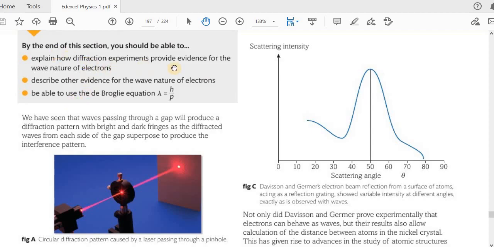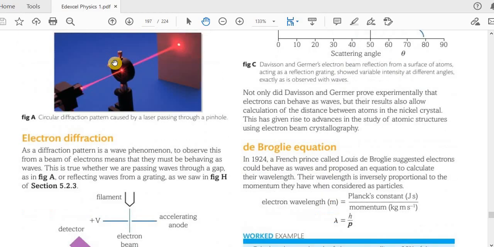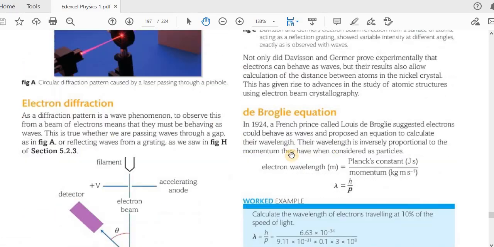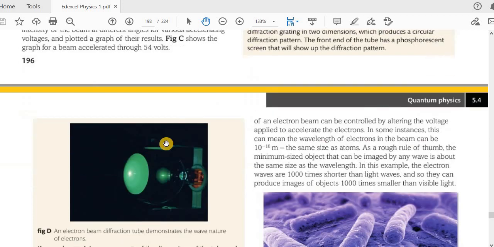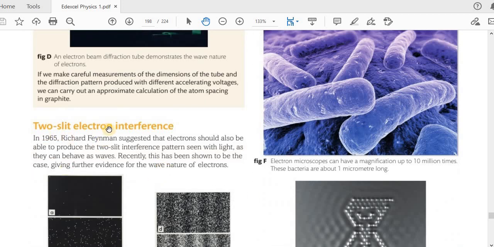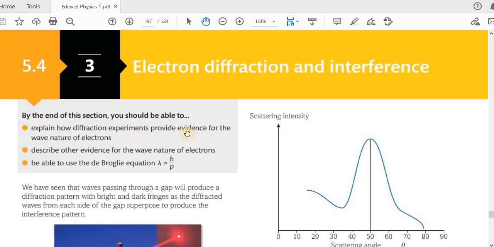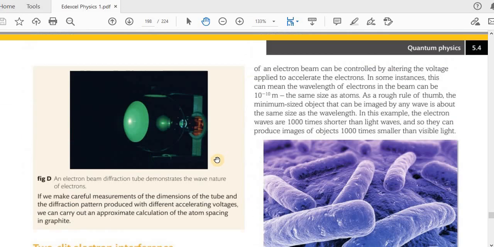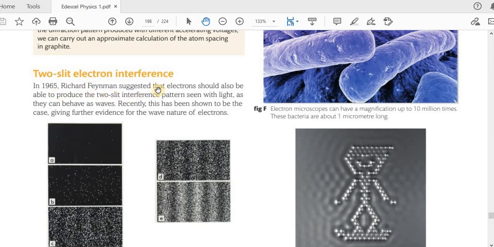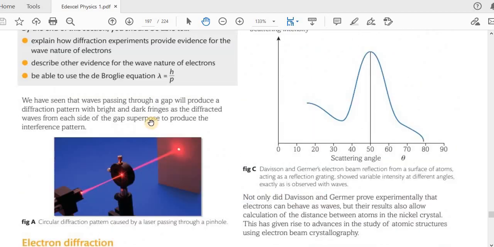Explain how diffraction experiments provide evidence for the wave nature of electrons. So first we saw this, and then we saw this experiment, and then after that, to verify further, we saw this one, that is the two-slit electron interference. So all three explain how diffraction experiments provide evidence for the wave nature of electrons. Describe other evidence for the wave nature of electrons, that is this one. Here we have diffraction and interference. So three were there.